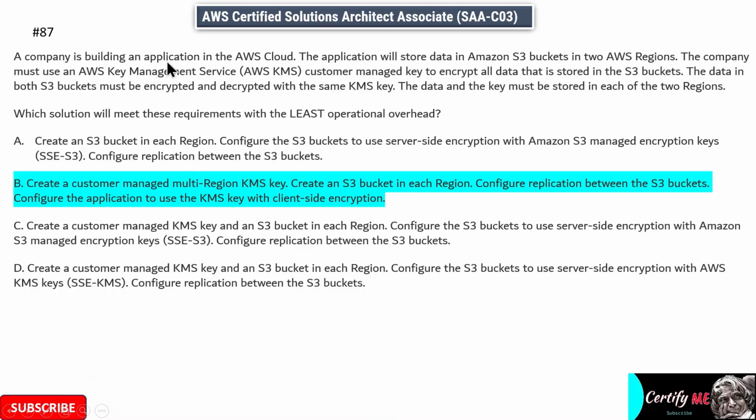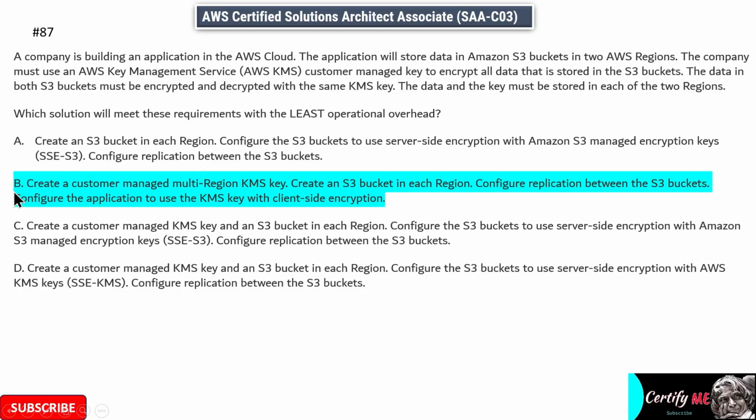A company is building an application in the AWS cloud. The application will store data in Amazon S3 buckets in two AWS Regions. The company must use an AWS Key Management Service customer managed key to encrypt all data that is stored in the S3 buckets. The data in both S3 buckets must be encrypted and decrypted with the same KMS key. The data and the key must be stored in each of the two Regions. Which solution will meet these requirements with the least operational overhead?